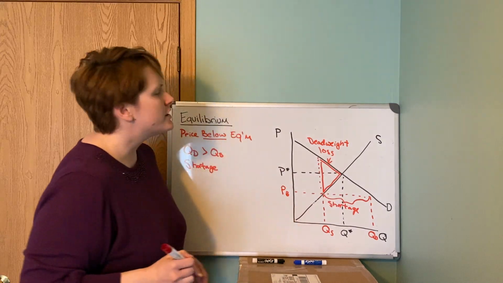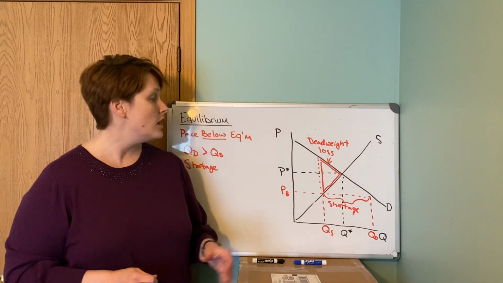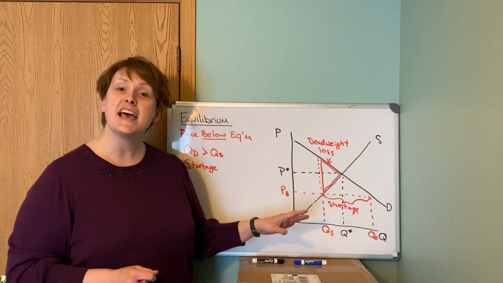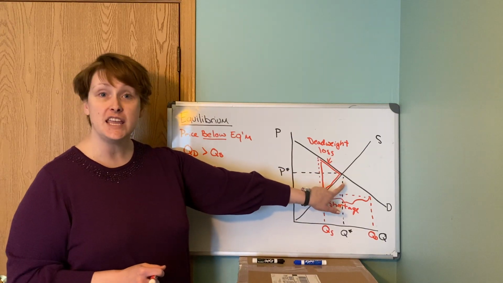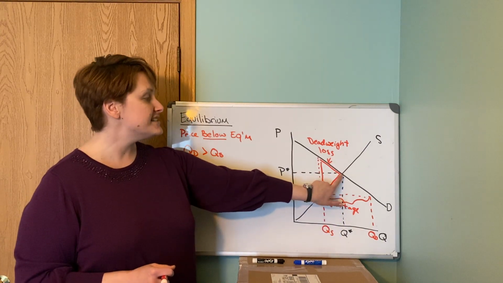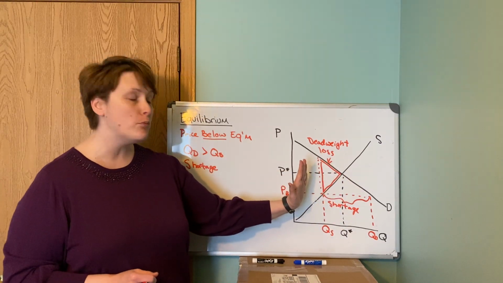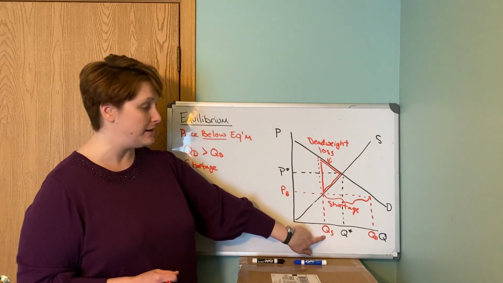You might also hear this referred to as unutilized gains from trade. This is not a beneficial situation. What this actually does is create a deadweight loss. We should be producing here at Q star, but instead, since our price is too low, we're restricting our output and only producing at QS, quantity supplied.